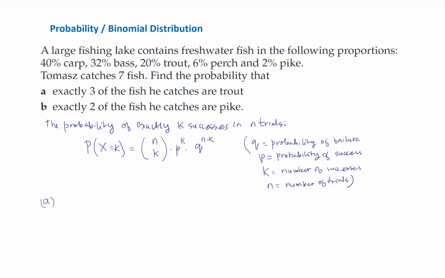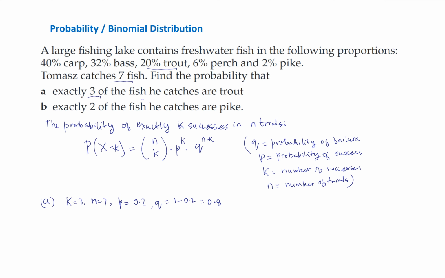So for part A, you have 3 of the fish he catches. So here, when they say 3 of the fish, that means the number of successes, K, has to be 3. So here, K is 3, N is 7, he's catching 7 fish. And then P, the probability of a success for a trout is 20%, so that is 0.2. And the probability of a failure would be 1 minus 0.2, and that is 0.8.